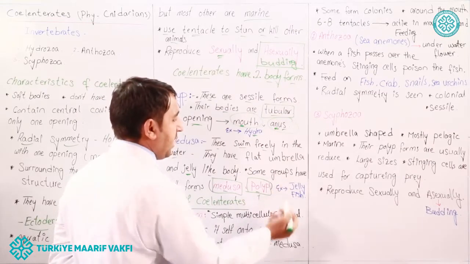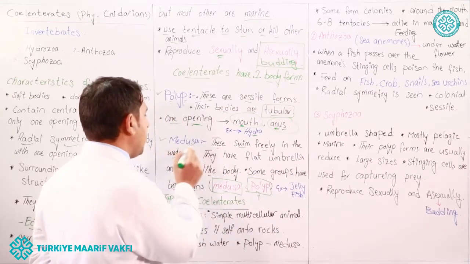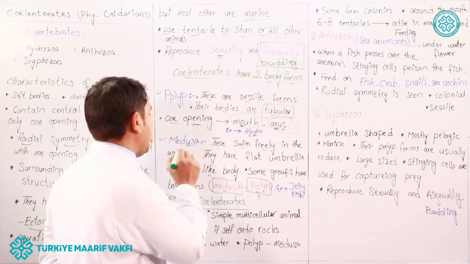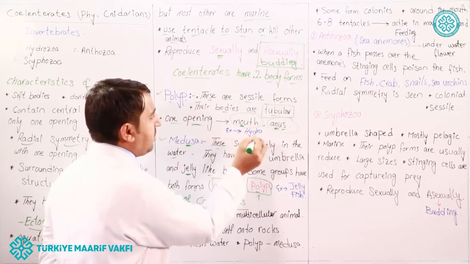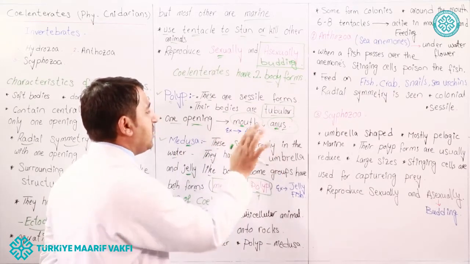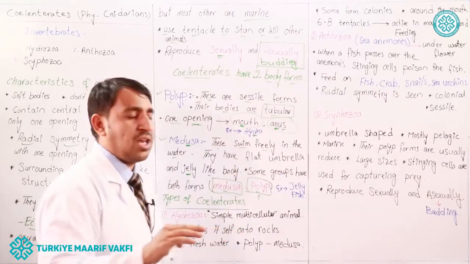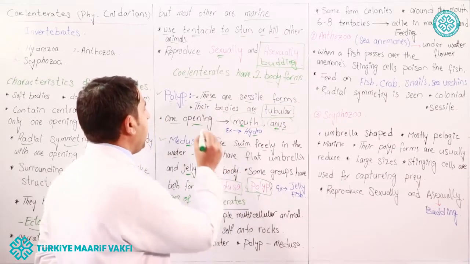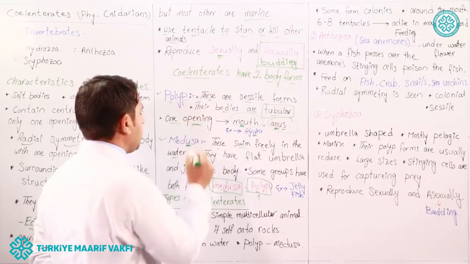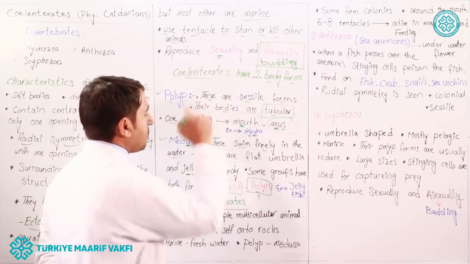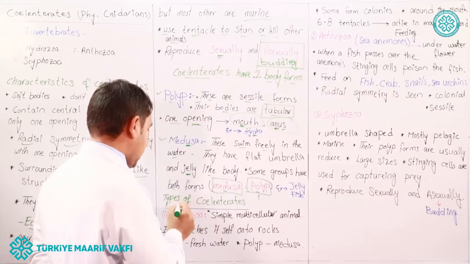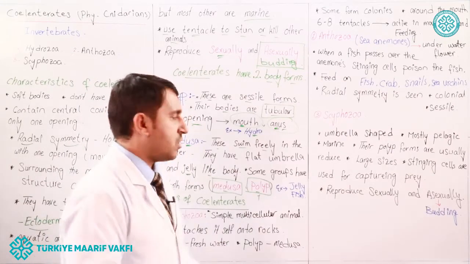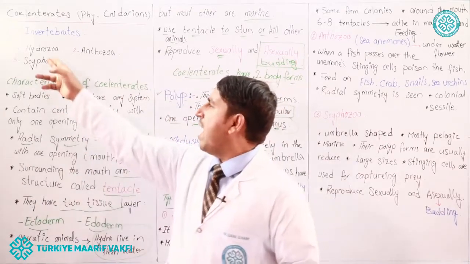So jellyfish, we can give as an example of the medusa form. Jellyfish can swim in the water, so it is the medusa. But the hydra cannot move. They are just in one place, attaching to the floor of the ocean or on the rocks. So we can say these two forms we have in the coelenterates.